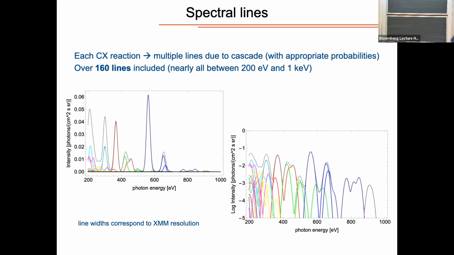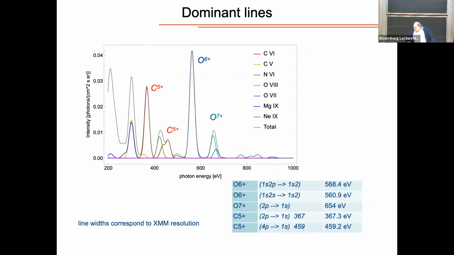Oxygen stands out here, and the bright lines are shown here by the species. So that's oxygen 6+, so it's O7, this is the O8 line from O7+, carbon 5, two of them, and there's a mixture of magnesium and carbon 5.